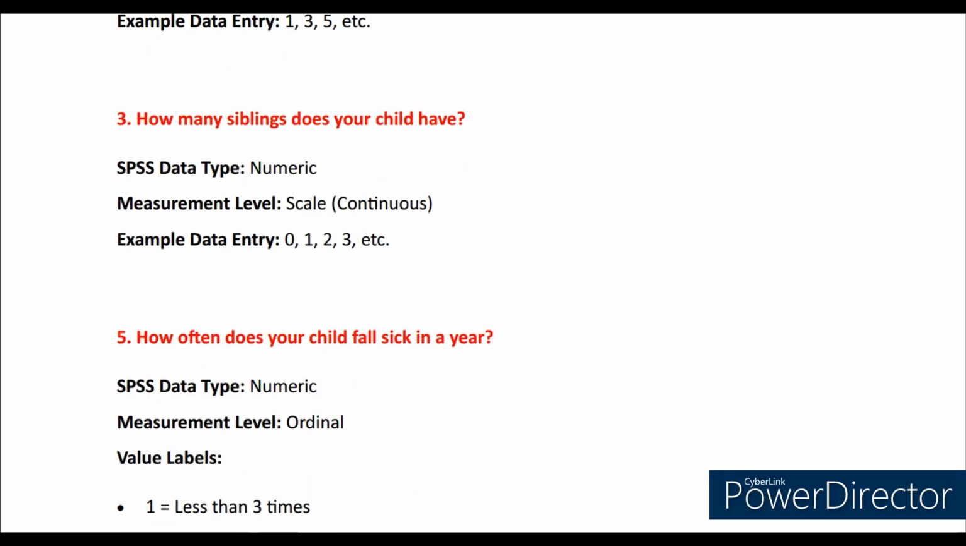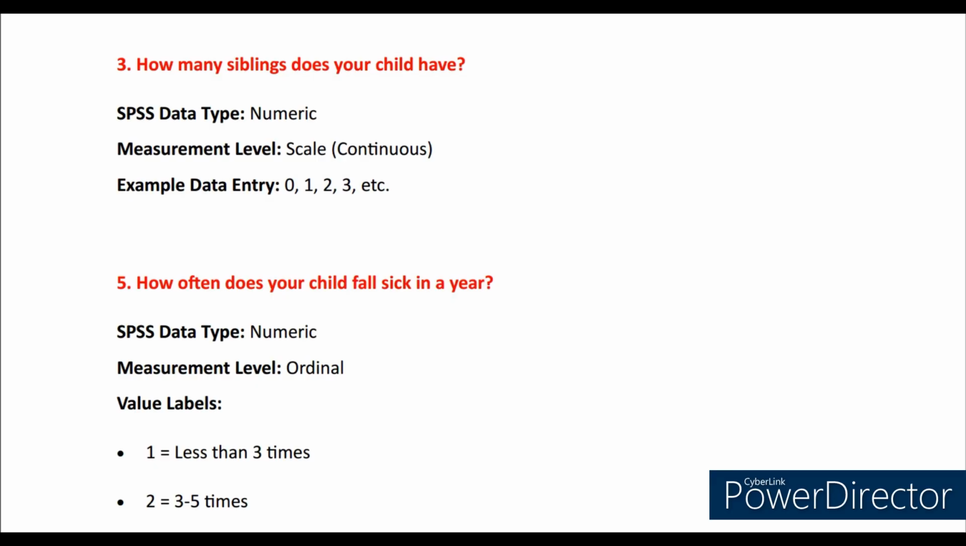Now coming to the next question, how many siblings does your child have? Again, they are asking for a number. So the SPSS data type is numeric and the measurement level is scale because it is a continuous variable. The answer should be something like 1, 2, 3 or 4 siblings. So the measurement is scale, and SPSS will also store this data in the form of numbers, so the SPSS data type is also numeric.